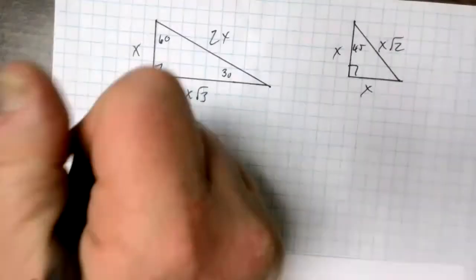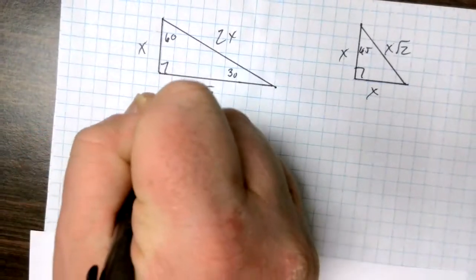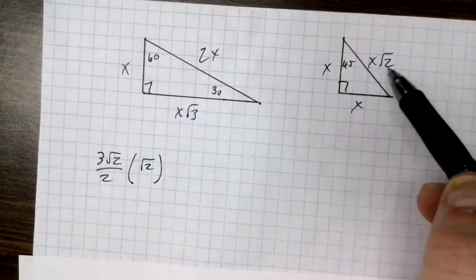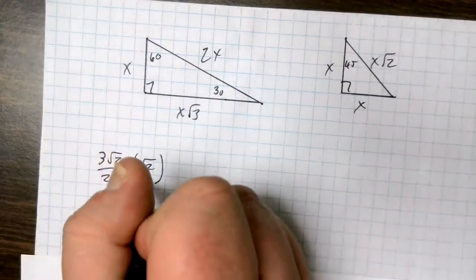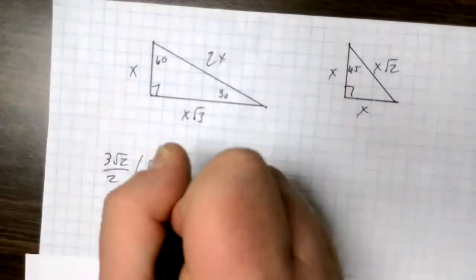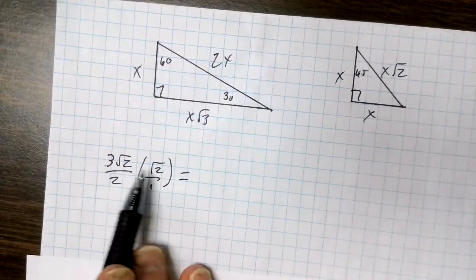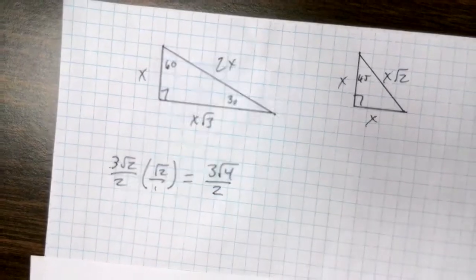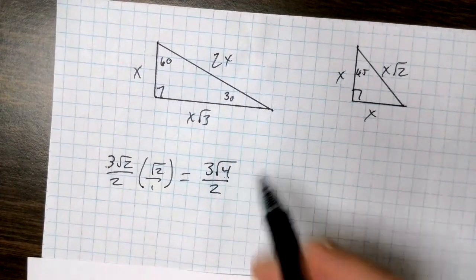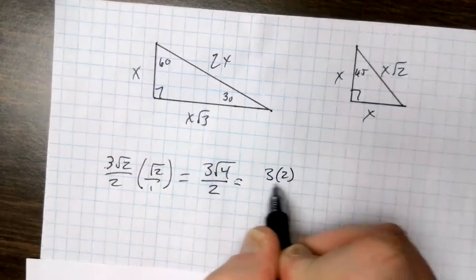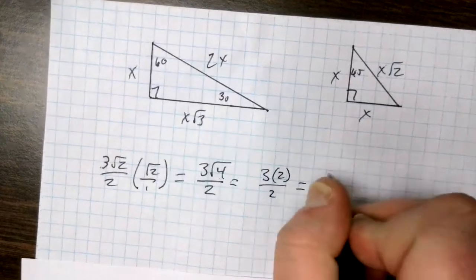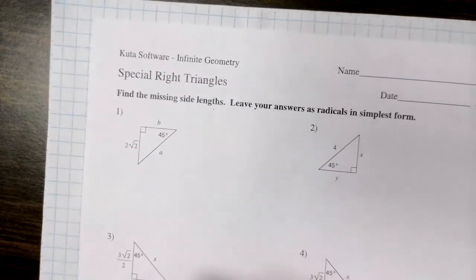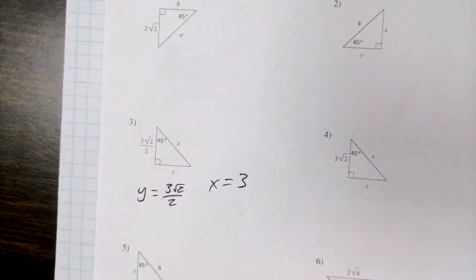So I need to take 3 square root of 2 over 2 and multiply it by the square root of 2. Now, that square root of 2 is not the square root of 2 over the square root of 2. That's just the square root of 2 over 1. Multiplying across the top, 3 root 2 times the square root of 2. Well, the square root of 2 times the square root of 2 is the square root of 4. So I get 3 times the square root of 4 all over 2. And the square root of 4 we know is 2. So I get 3 times 2 over 2, which is 6 over 2, or simply 3. So I know my x value here is 3 for that particular problem.